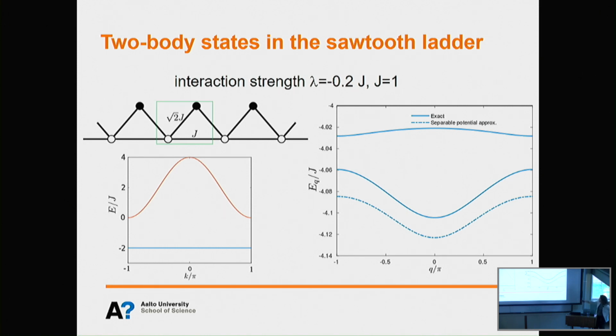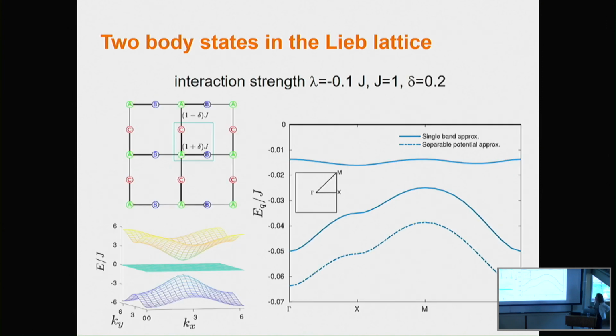So for this system, you have this pair dispersion. And then for the Lieb lattice as well, it works very well. This is the exact, and this is the analytical results. And here you can again see that there is pair dispersion.